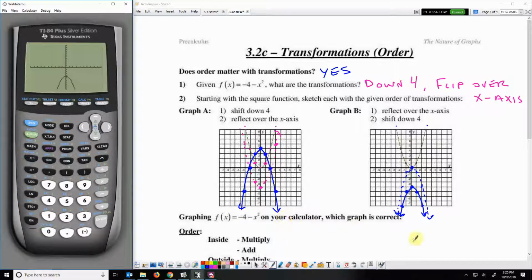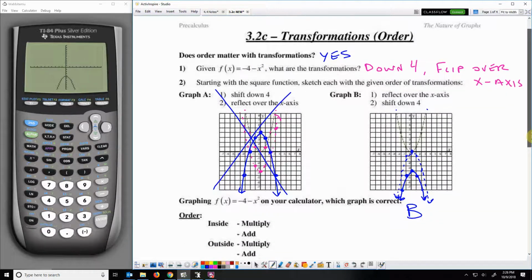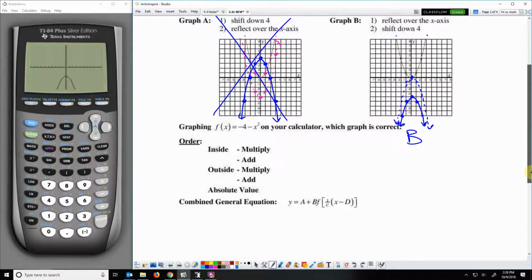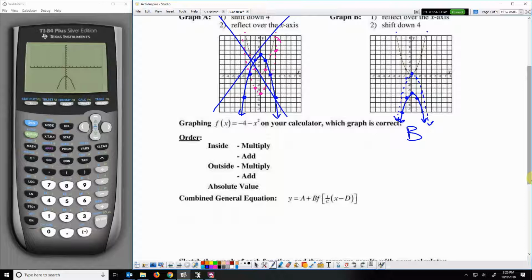So on your calculator, which graph is correct? B, which means graph A is not correct. So the order definitely mattered. We had to do this multiplying by a negative before subtracting. Well, it's just like order of operations. Multiplying by anything comes before adding and subtracting. Okay, so there is an order that we must follow. And that order is like order of operations.